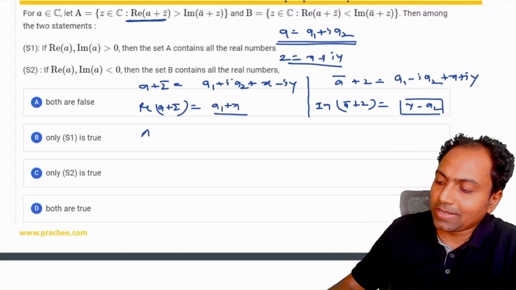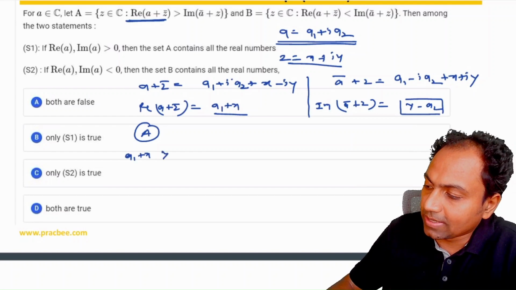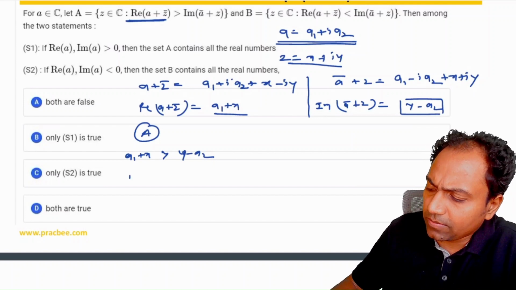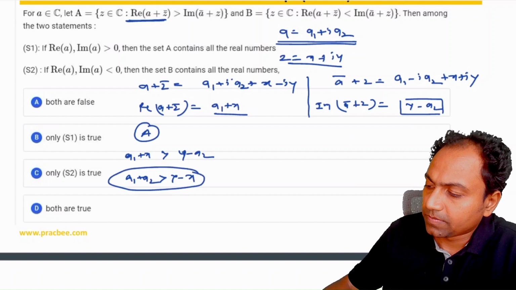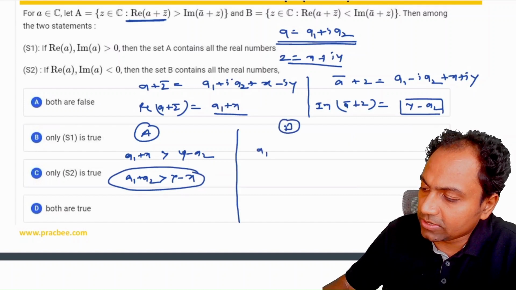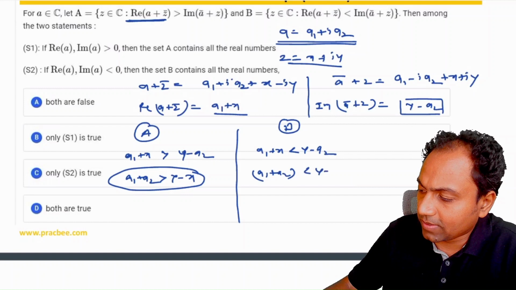Now for the set A, the condition that they have given is whatever we are writing in the first part, that is a1 plus x, needs to be greater than y minus a2. So you can see that from here a1 plus a2 needs to be greater than y minus x. In the B part also they have given the same condition, the sign has been interchanged. So a1 plus x needs to be smaller than y minus a2. So a1 plus a2 is smaller than y minus x.